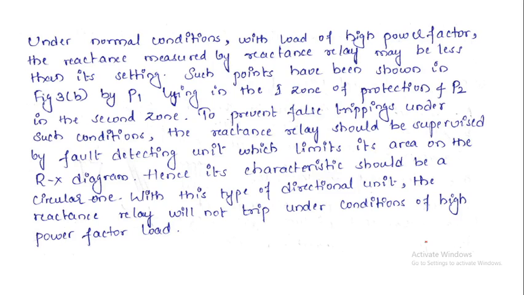To prevent false trippings under such conditions, the reactance relay should be supervised by a fault detecting unit, which limits its area on the RX diagram. Hence, its characteristic should be a circular one. With this type of directional unit, the reactance relay will not trip under conditions of a high power factor load.